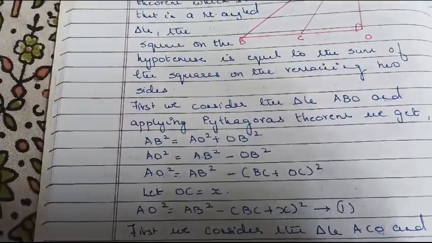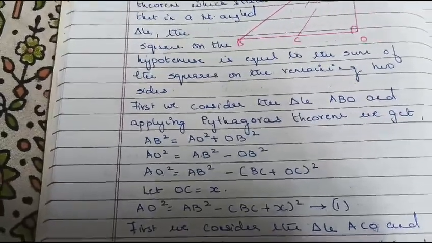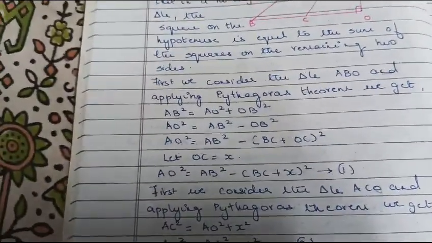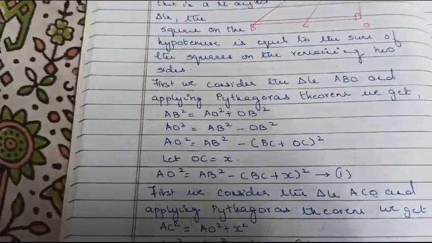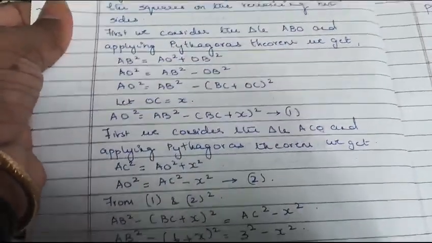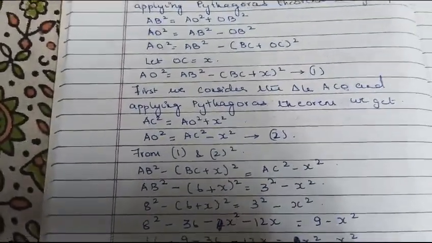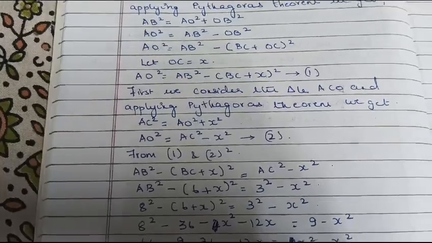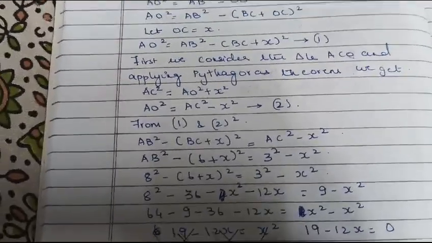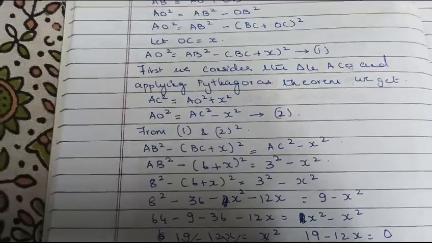So AO square is equal to AB square minus BC plus OC whole square. Let OC be equal to x. So we get AO square is equal to AB square minus 6 plus x whole square. Let us mark that as equation 1. Now we consider triangle ACO, and applying Pythagoras theorem we get AC square is equal to AO square plus x square. AO square is equal to AC square minus x square. Let us mark that as equation 2. From 1 and 2, AB square minus 6 plus x the whole square is equal to AC square minus x square.